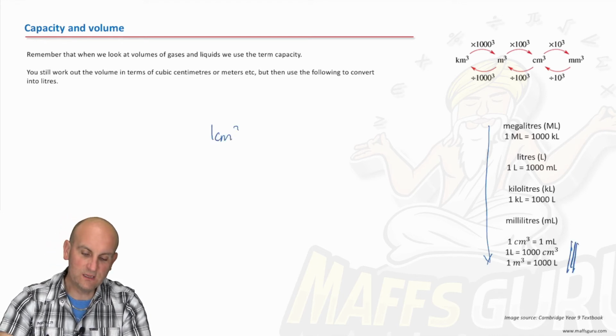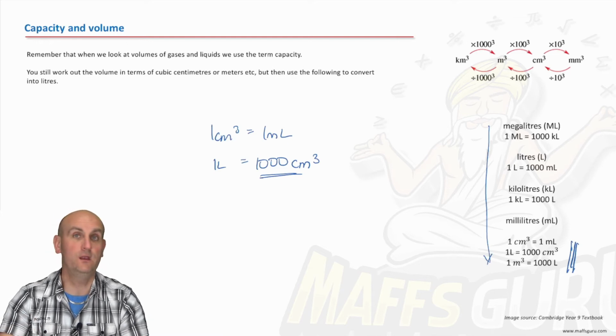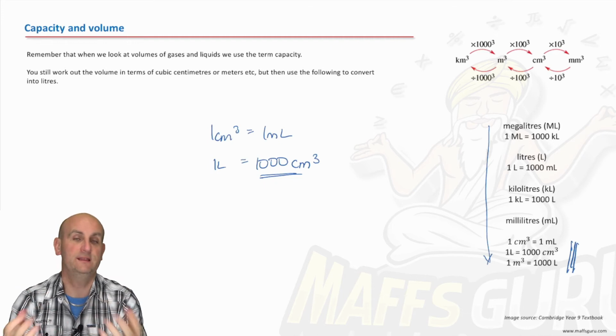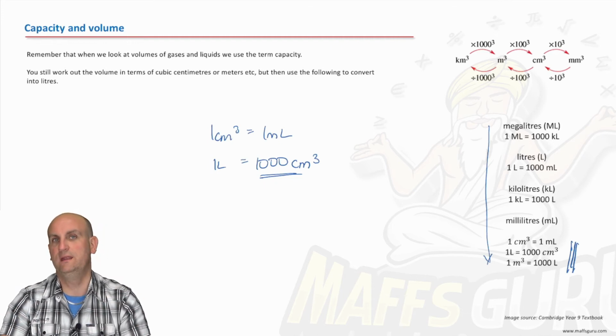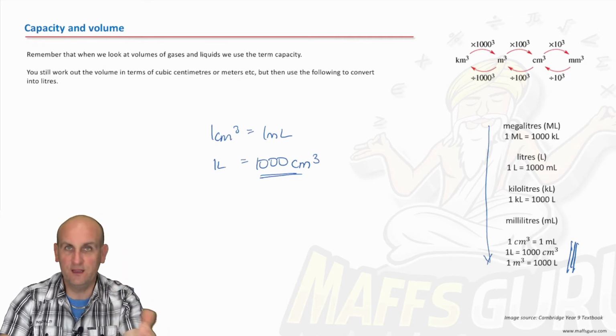Some of the really important ones here are this: 1 centimeter cubed is equal to 1 milliliter. Really, really important. And one that we use ever such a lot: 1 liter is equal to 1,000 centimeters cubed. That is so important because often we'll get you to work out the volume of something in centimeters cubed and then say what's its volume in liters, or what's its capacity. And that just means you can say, I divide by 1,000.